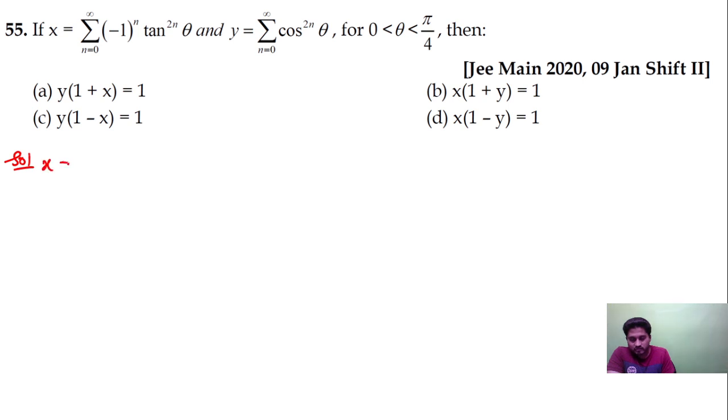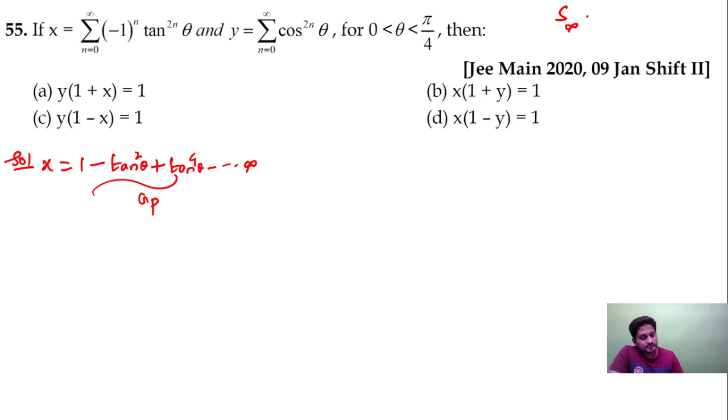See, x is equal to, if I put n equal to 0, 1 minus 1 power 0 is 1, tan power 0 is 1. If I put n equal to 1, you get minus tan square theta. Put n equal to 2, minus 1 the whole square is 1, you get tan to the power of 4 theta, and so on. This will be up to infinity. This is infinite GP. S infinity is equal to a divided by 1 minus r. Okay, so x is equal to, a is the first term, common ratio is minus tan square.